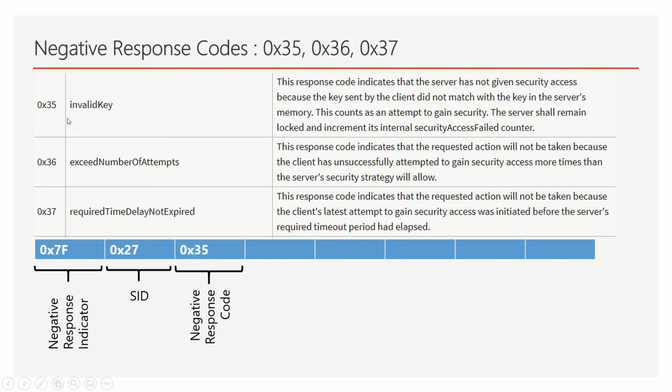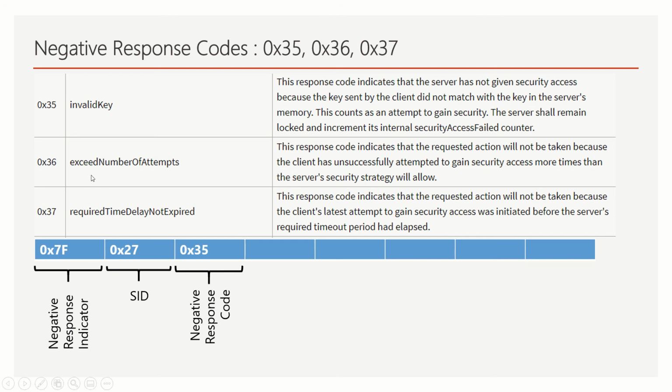Just like on our mobile, where we try to unlock it with an invalid pattern or invalid code, whenever we attempt with a wrong pattern or wrong pin, we get this NRC. So basically the ECU will send this NRC 35, which directly indicates an invalid key.